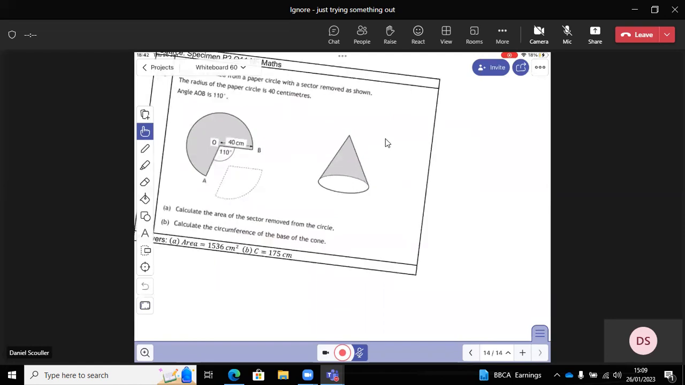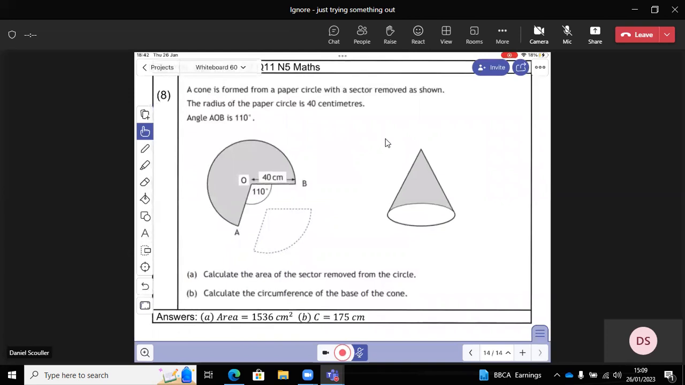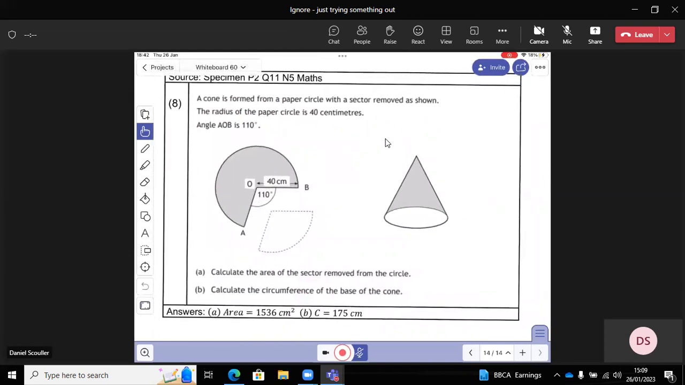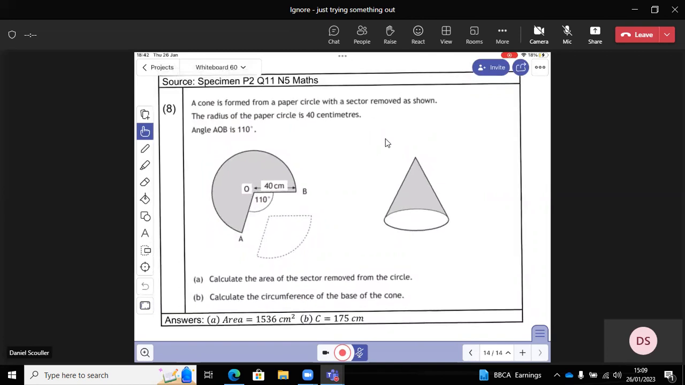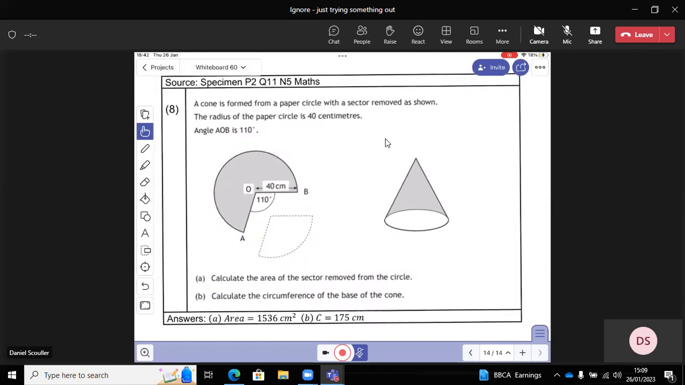Let's have a wee look at the question, what it's looking for and what it gives us. A cone is formed from a paper circle with a sector removed as shown. If you've ever made a cone out of a paper circle, you cut a wee bit out and then you can fold it up. That's essentially what they're saying there. It's given us the radius of the paper circle and it's given us angle AOB, 110 degrees. It shows in the illustration what angle they're talking about, and also where the 40 centimeters, the radius, is.